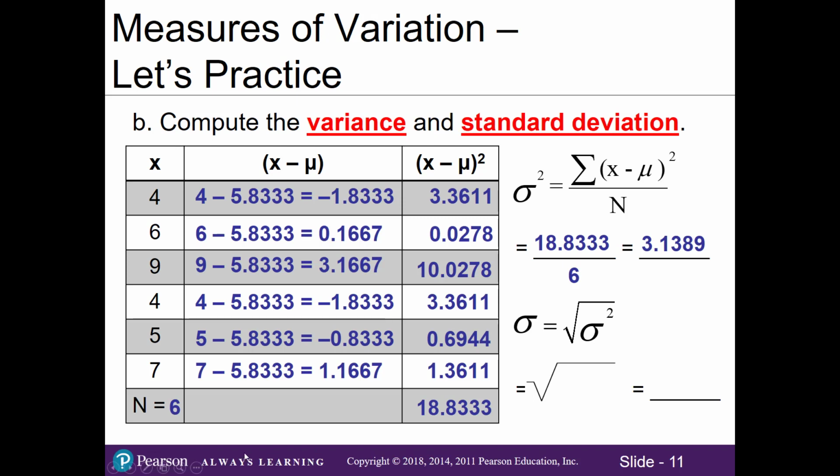To find my standard deviation, I'm going to square root my variance. So I'll bring my 3.1389 down here under my square root symbol and plug that into my calculator to determine that my population standard deviation is 1.7717. And that's how you can calculate the variance and standard deviation by hand using a table.